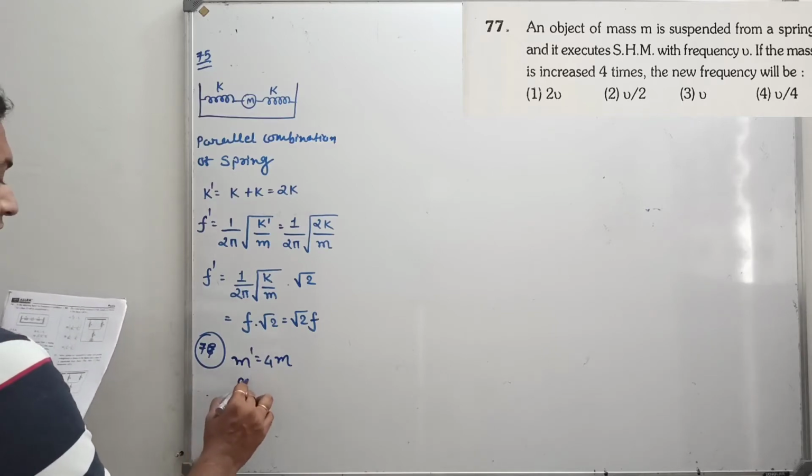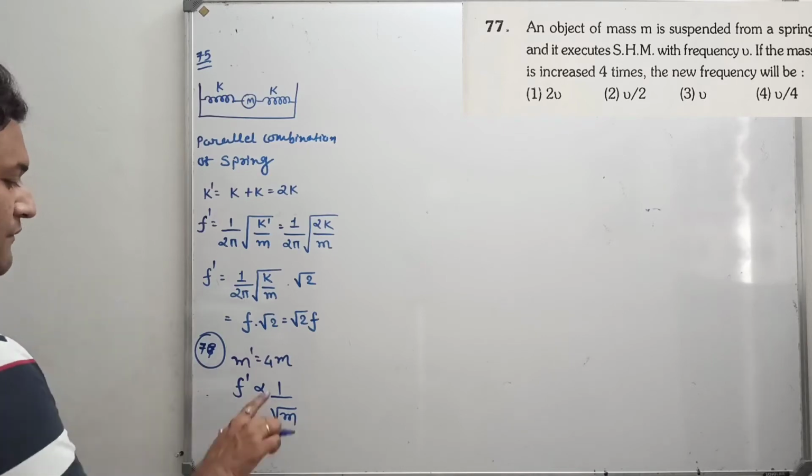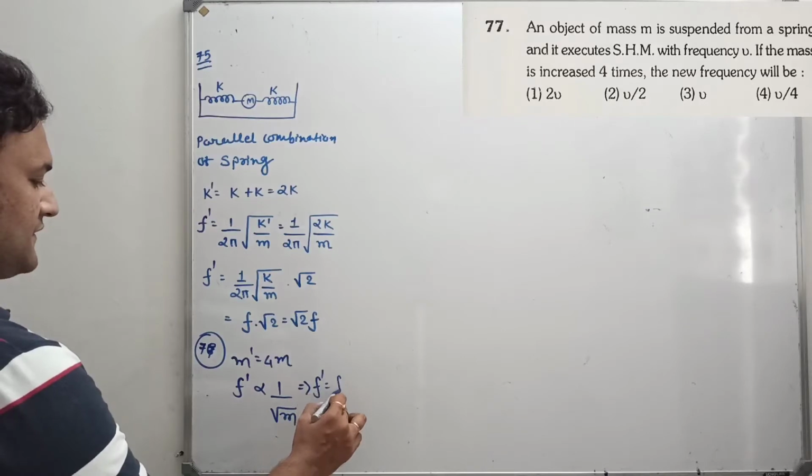Frequency f dash proportional to 1 upon under root m. Okay, so mass becomes 4 times, so I can say the frequency becomes half.